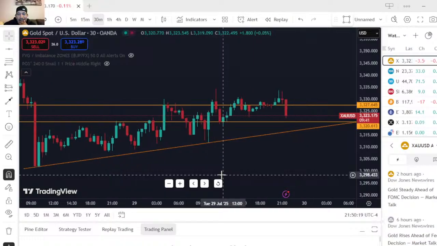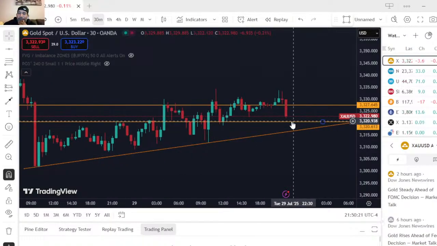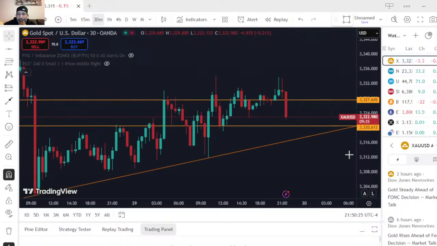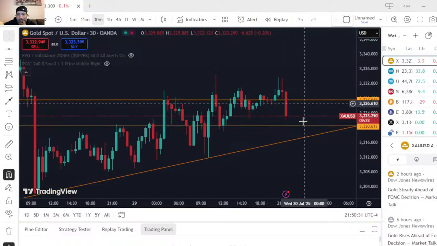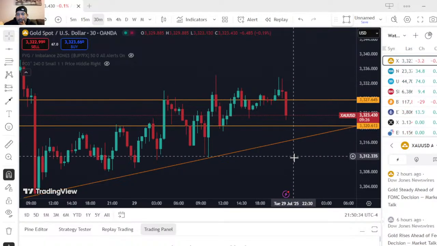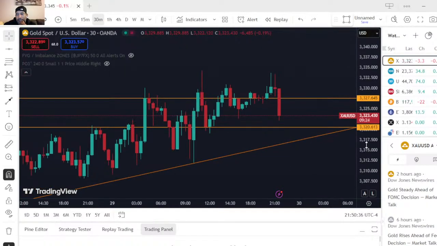What I was thinking is either waiting to see if it's going to come and break below, maybe test the trend line down here and respect that, and then maybe take buys from this area. But I'll wait the next couple minutes.